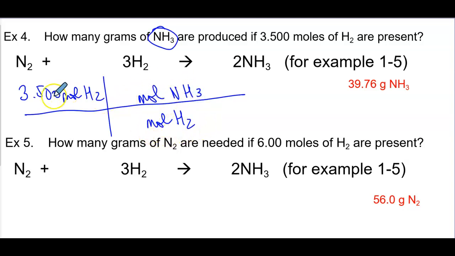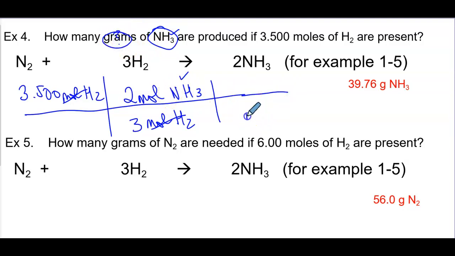So mole shuffle. Why? Because I have moles on top. I have 3 moles here, and I'm going to 2 moles up there. Got that 3 from here. Got this 2 because of that. Mole shuffle always has to come from the balanced equation. So moles of H2 are gone, and we have now the right chemical, right? But we don't have the right unit. We need grams, so we got to do some more work.